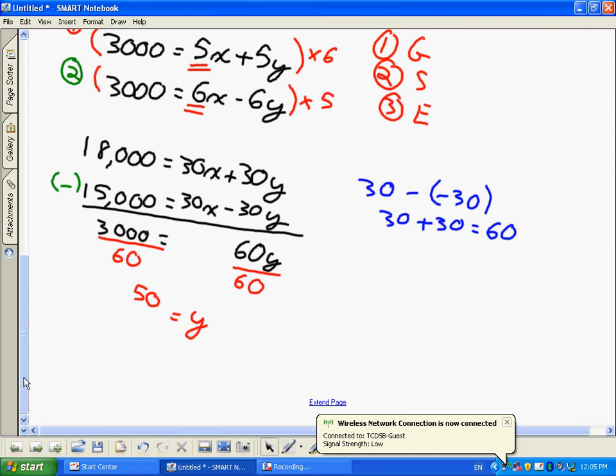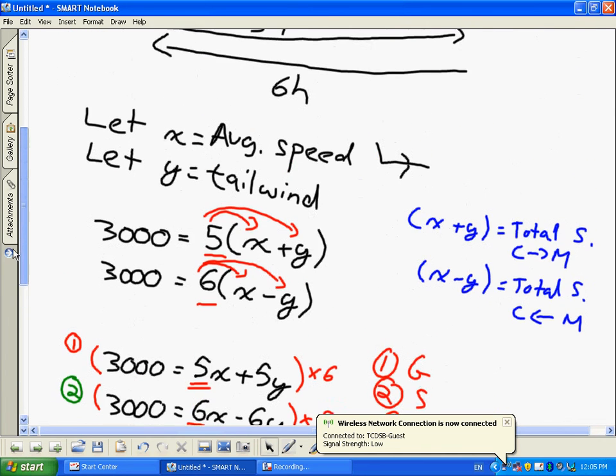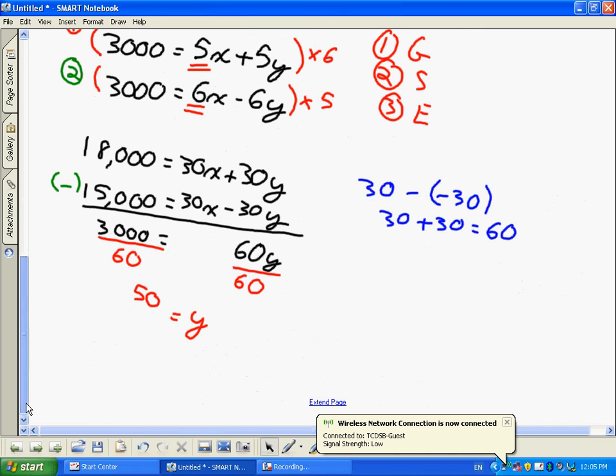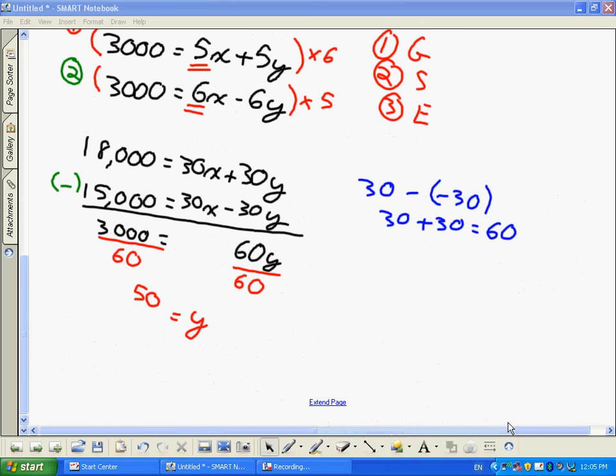But what does that mean in terms of the word problem? Scroll up again. Look at our let y. Let y equal tailwind. So we know that the wind is traveling at 50 kilometers an hour, whether it's in our face or it's helping us. Okay? So let's use elimination again. This time we're going to eliminate the y's, and we're going to solve for x. We're going to try to find the average speed of the plane.